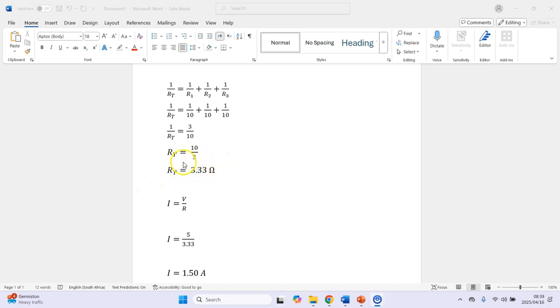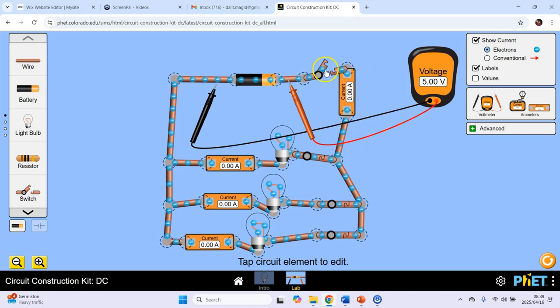We can see that the total resistance has gone down even more the moment that we added a third resistor in parallel. Now we can work out the current as V over R, which is 5 divided by 3.33, and we get a total current of 1.5 amps. Let's go back to the circuit and see that the total current is in fact 1.5 amps.